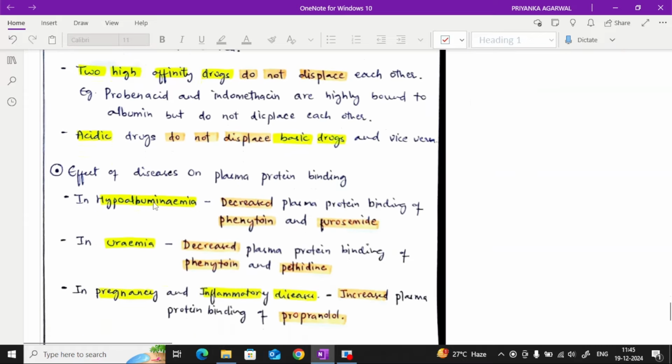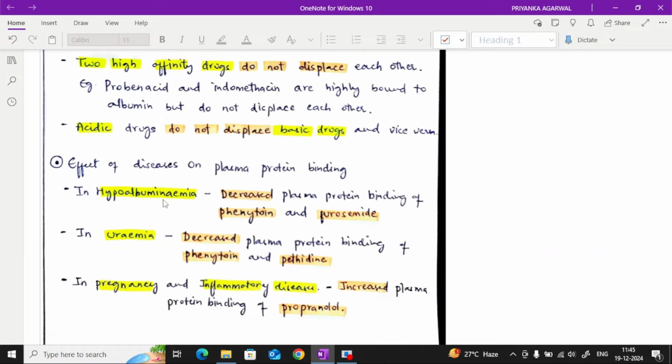Now what is the effect of diseases on plasma protein binding? Okay, so when you have hypoalbuminemia, like when the albumin concentration in the plasma is decreasing, obviously there will be decreased plasma protein binding of, for example, phenytoin and furosemide. Okay, uremia, which is increase in urea in the blood. So this will also decrease the plasma protein binding of phenytoin and pethidine.